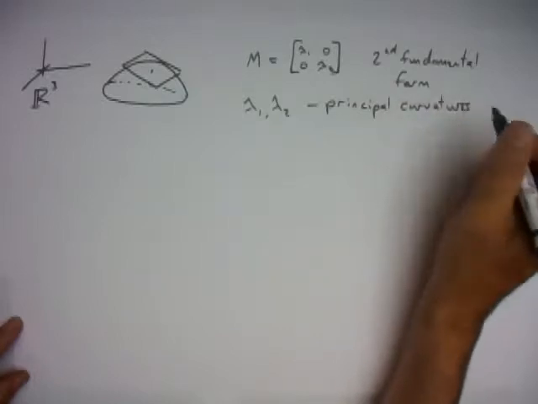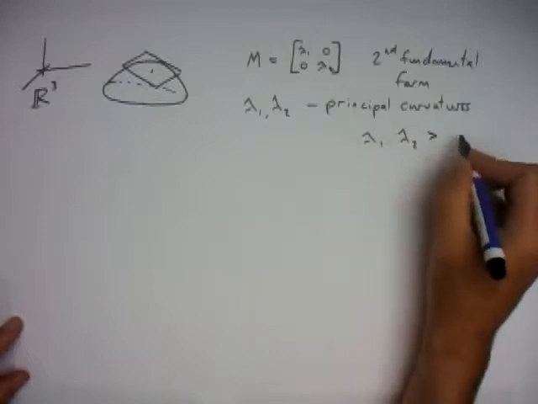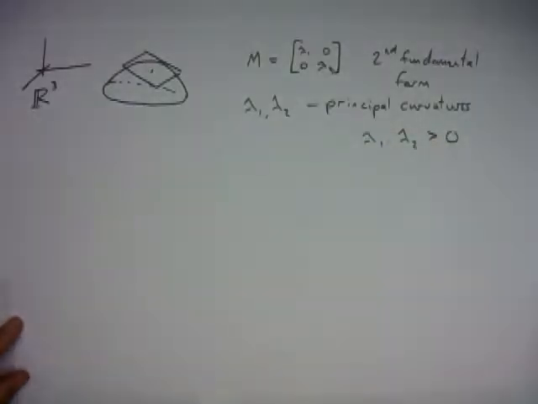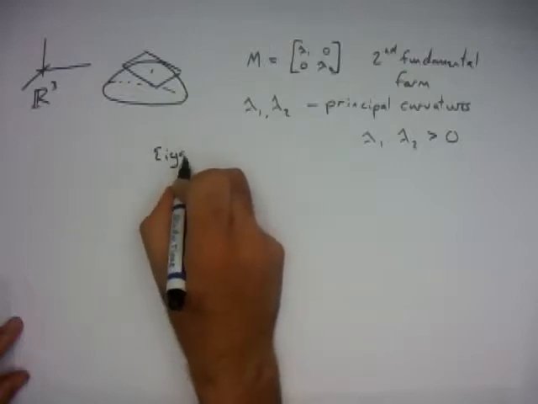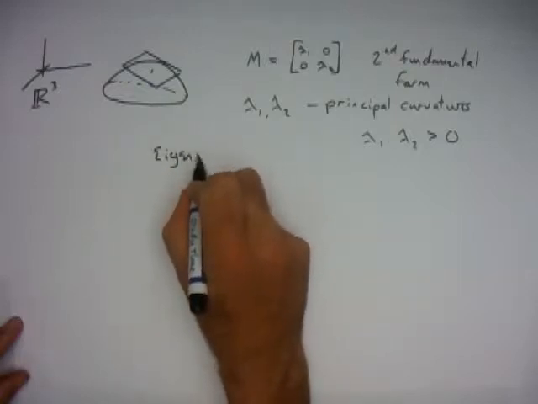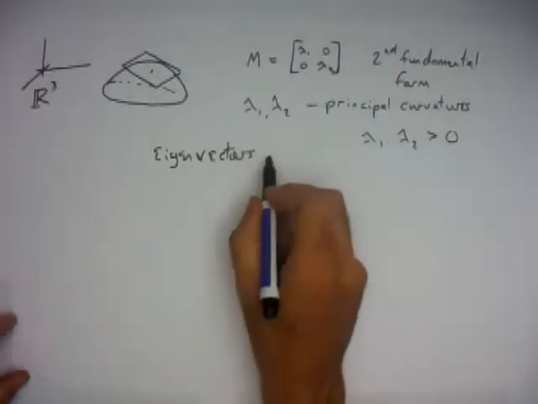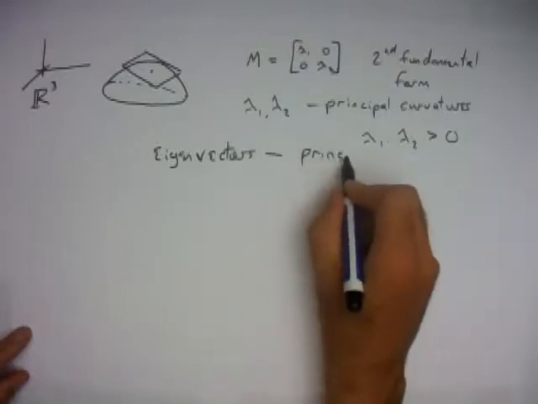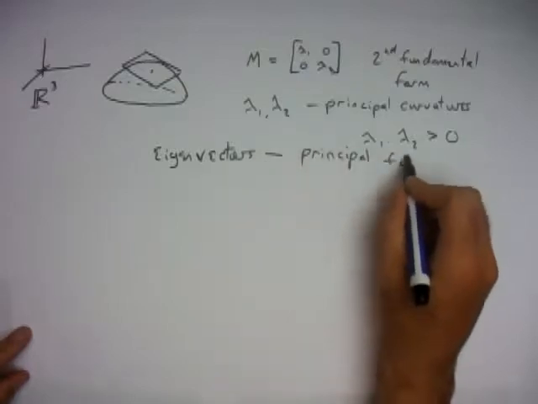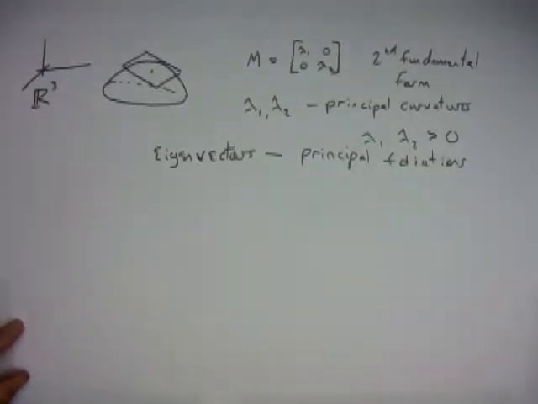And when we say convex, we mean that lambda 1 times lambda 2, the Gauss curvature, is greater than 0. Okay, so aside from the principal curvatures, you also have the eigen directions, the eigenvectors of the second fundamental form, and these give rise to the principal foliation. In fact, it's a pair of foliations. So, a pair of principal foliations.